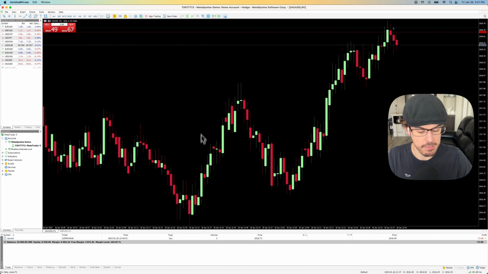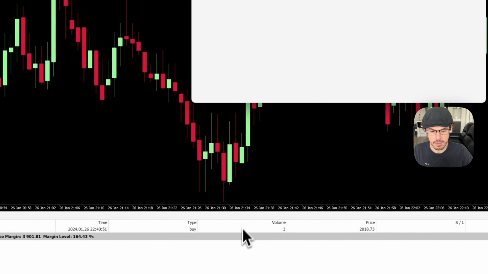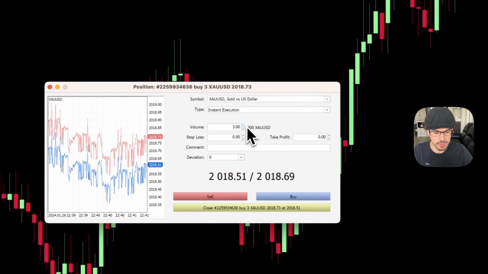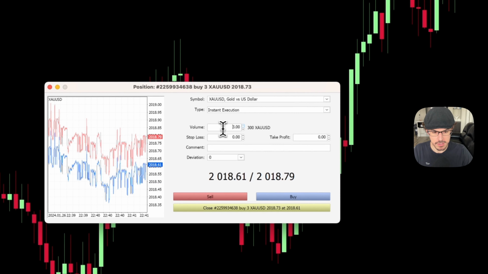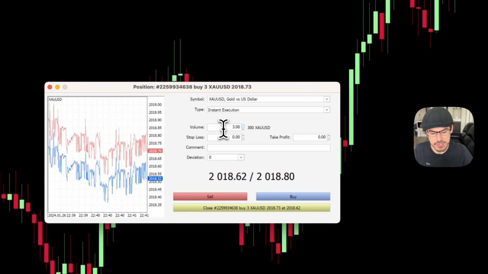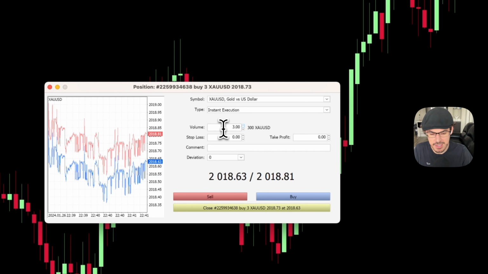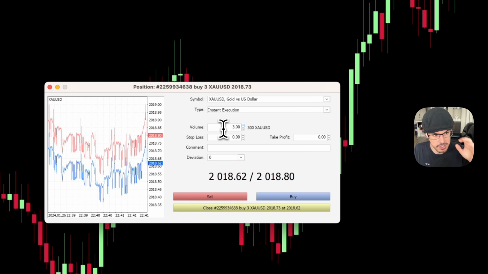So for example, if I would like to close a specific amount of this trade, since it's a 3 lot trade, and don't worry if this lot concept doesn't make sense, I'll explain in another video how to understand this once and for all, and how to easily make quick calculations even in your head.